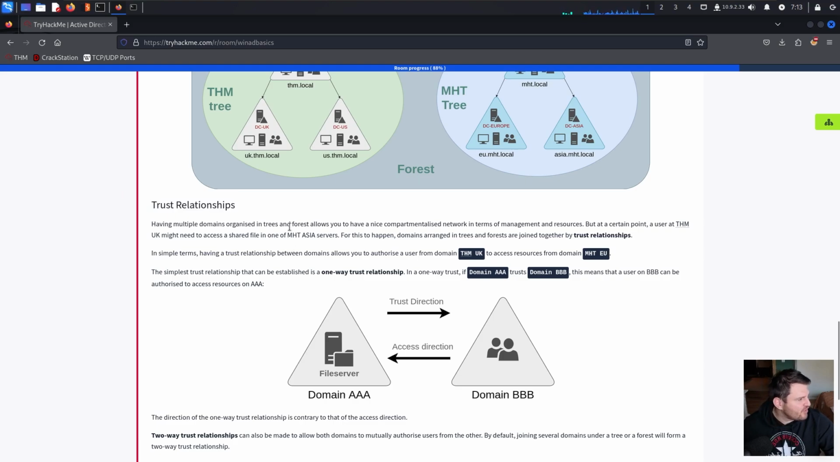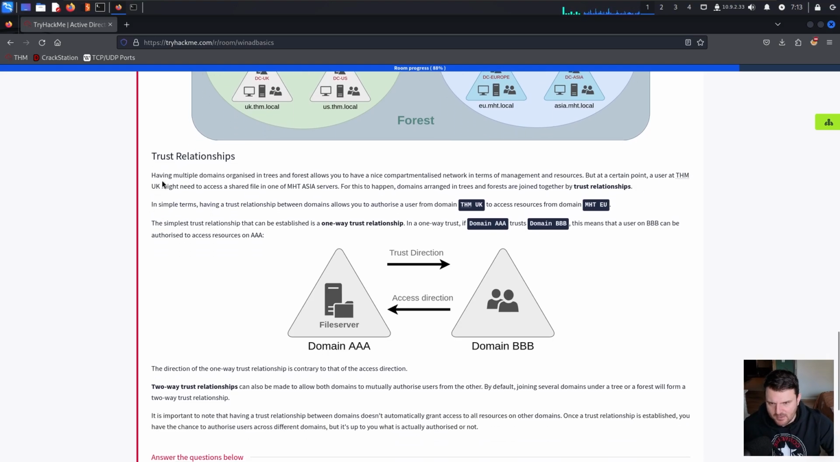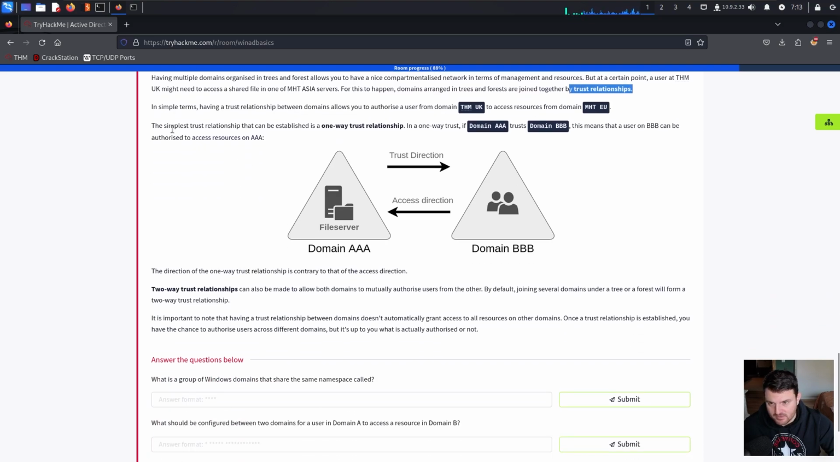Trust relationships. Having multiple domains organized in trees and forests allows you to have a nicely compartmentalized network in terms of management and resources. But at a certain point, a user at TryHackMe UK might need to access a shared file in one of MHT Asia servers. For this to happen, domains arranged in trees and forests are joined together by trust relationships. In simple terms, having trust relationships between domains allows you to authorize a user from a domain, for instance, TryHackMe UK, to access MHT EU.